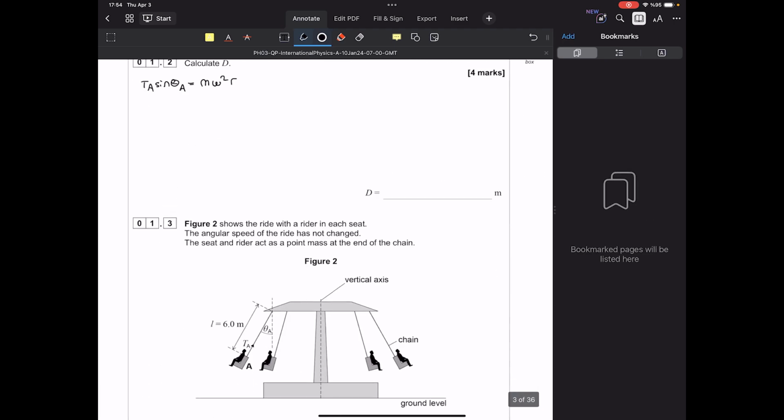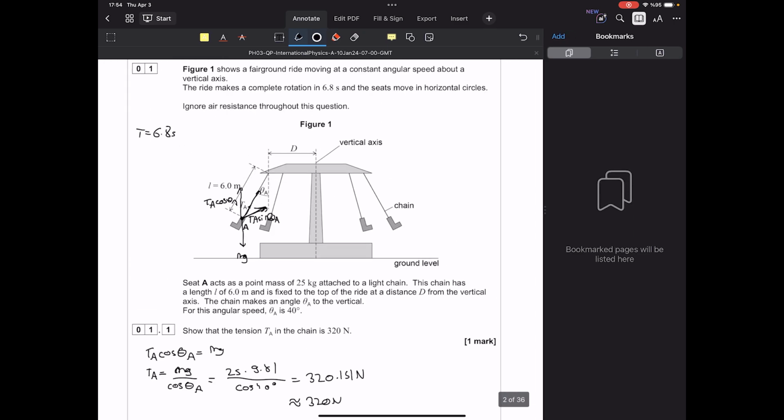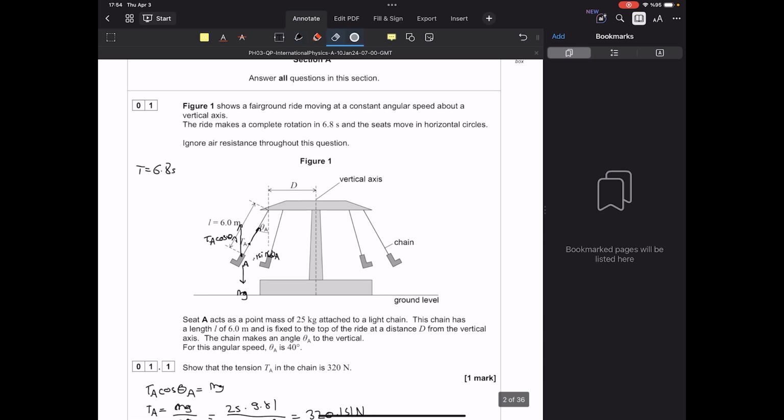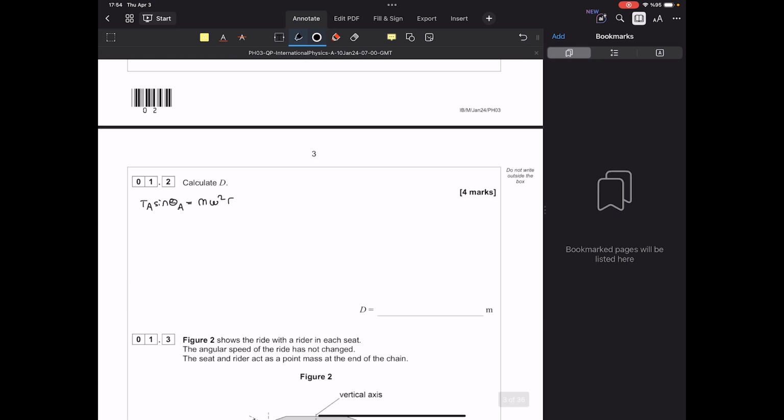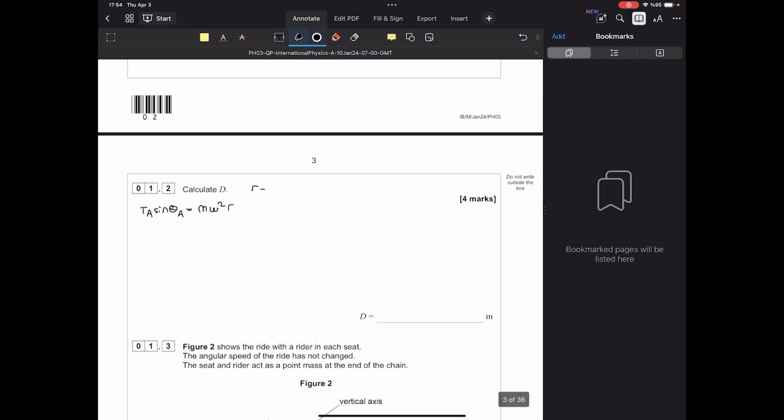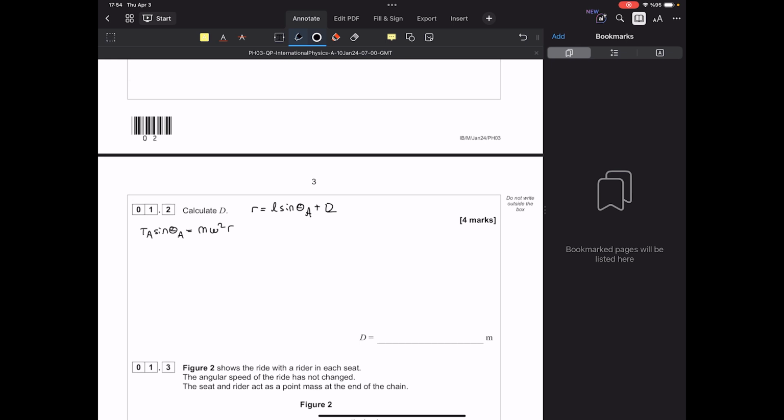And what exactly is r? r is going to be the radius of the circular motion, so the distance between A and the vertical axis like this. Now we know this distance right here, that's L sine theta A. And this distance right here is going to be the distance between this point and the vertical axis, which is D. So we can find D from that. We know that r is going to be L sine theta A plus D. So we need to find D from that.